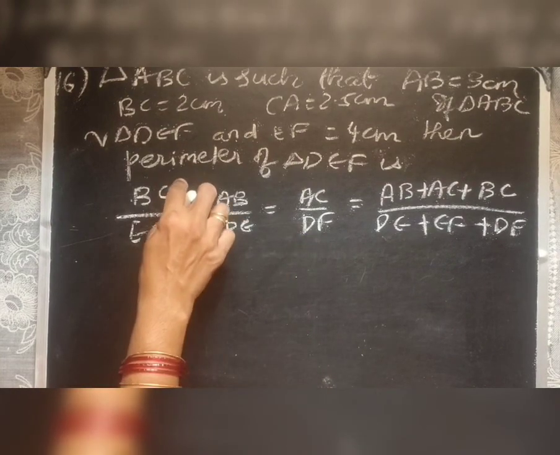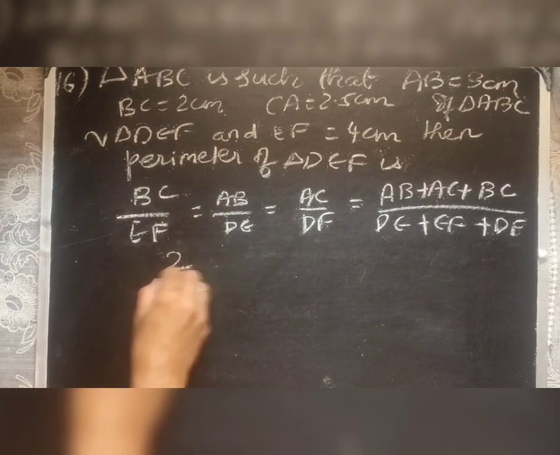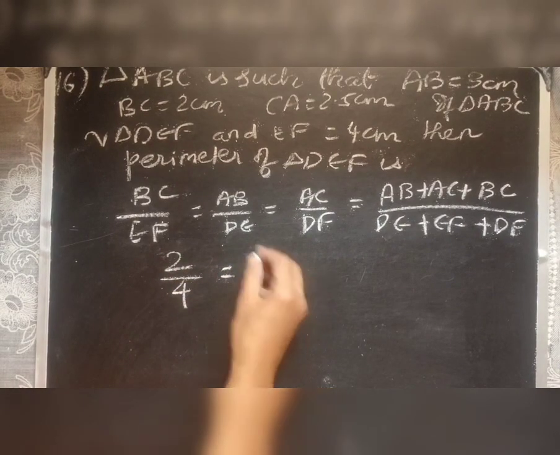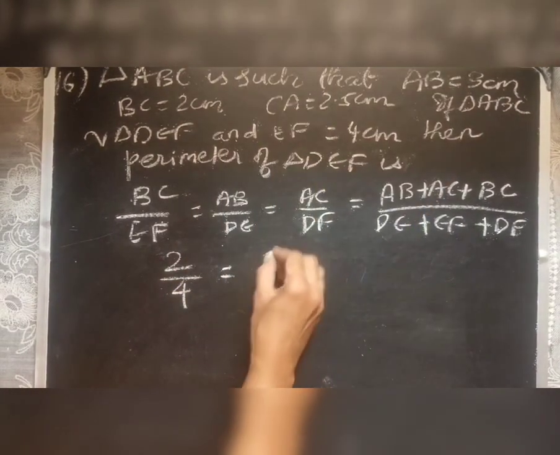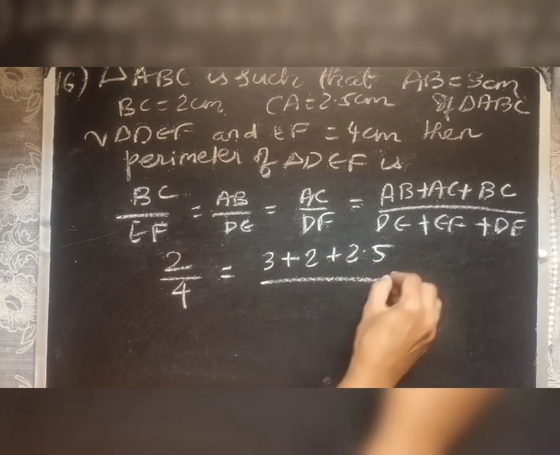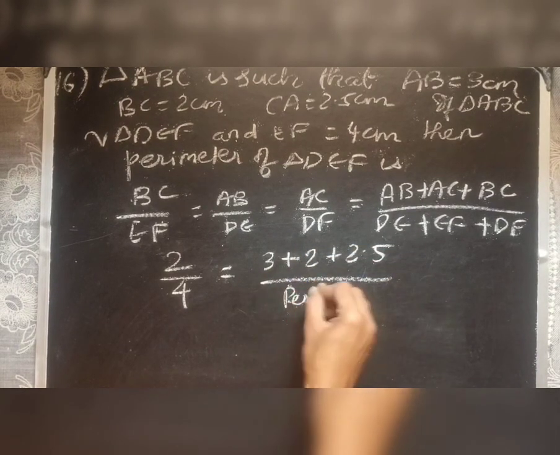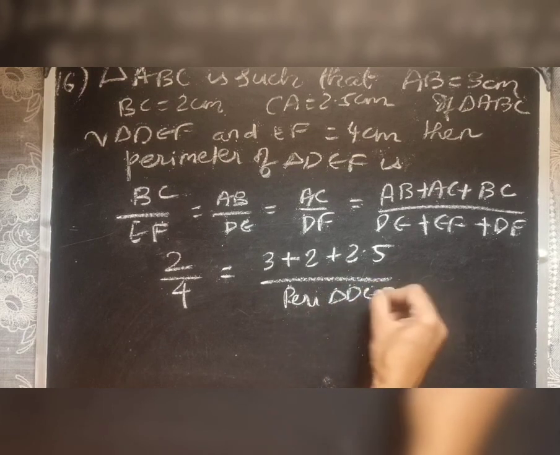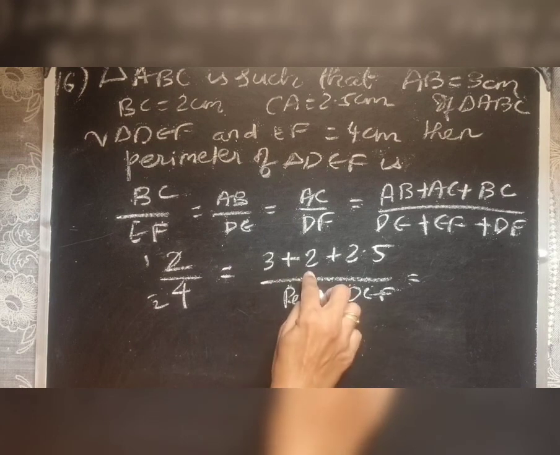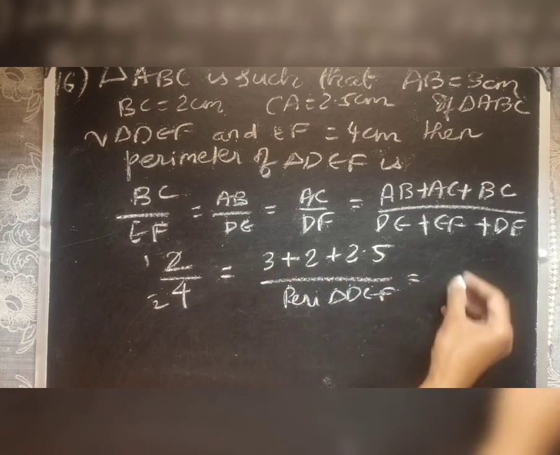So as a result, instead of BC I am going to write 2, instead of EF I am going to write 4. This is equal to, if I write all 3 together, 3 plus 2 plus 2.5 divided by the perimeter of the triangle DEF. So this comes as 1 by 2 and here it comes as 5. 5 plus 2.5 is 7.5.